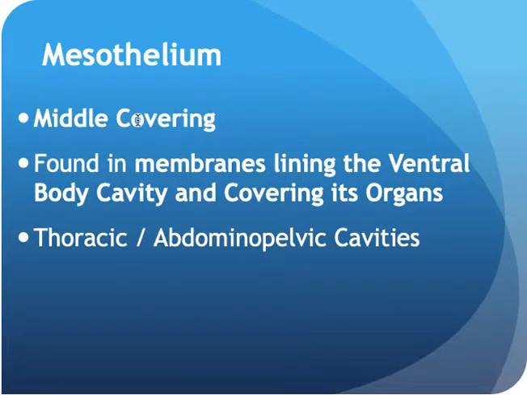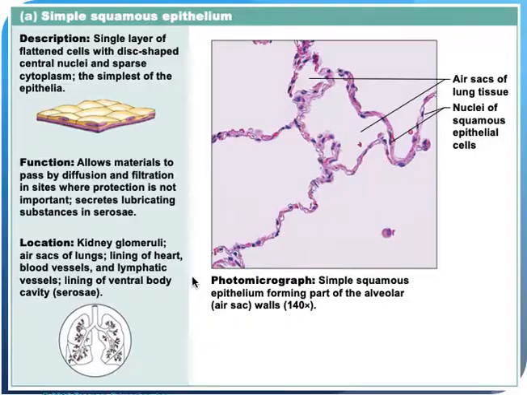Mesothelium is going to be the middle covering, and this one's going to be a little different. It's going to be found in the membranes lining the ventral body cavities and covering its organs. So this is my thoracic, abdominal, pelvic cavities. Okay, so another good set of definitions that you want to highlight and pay attention to.